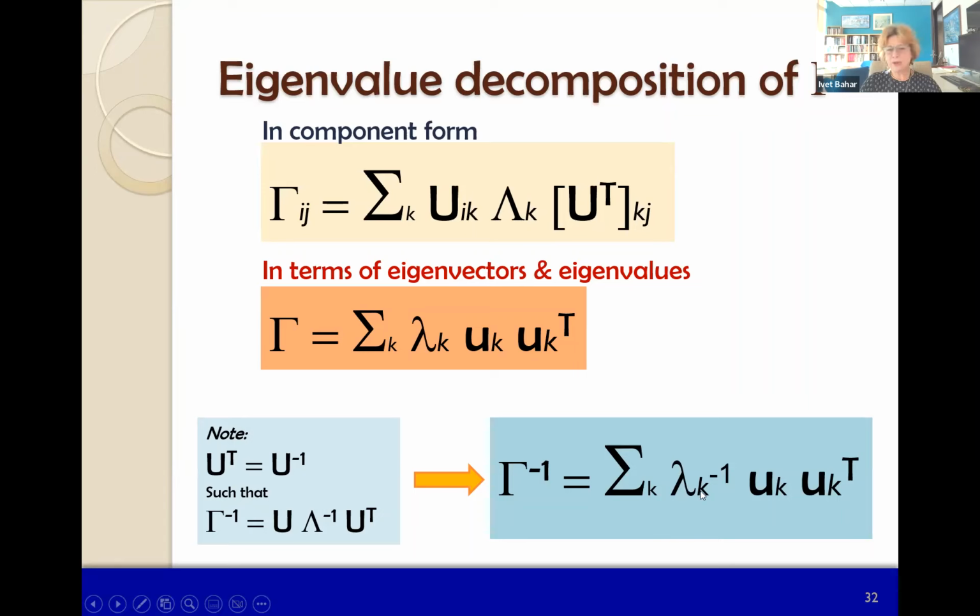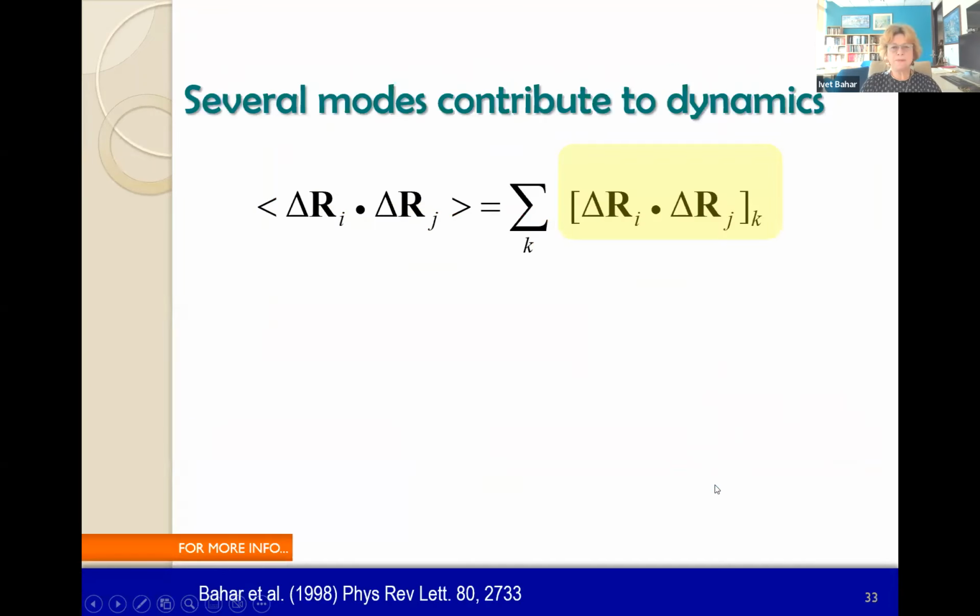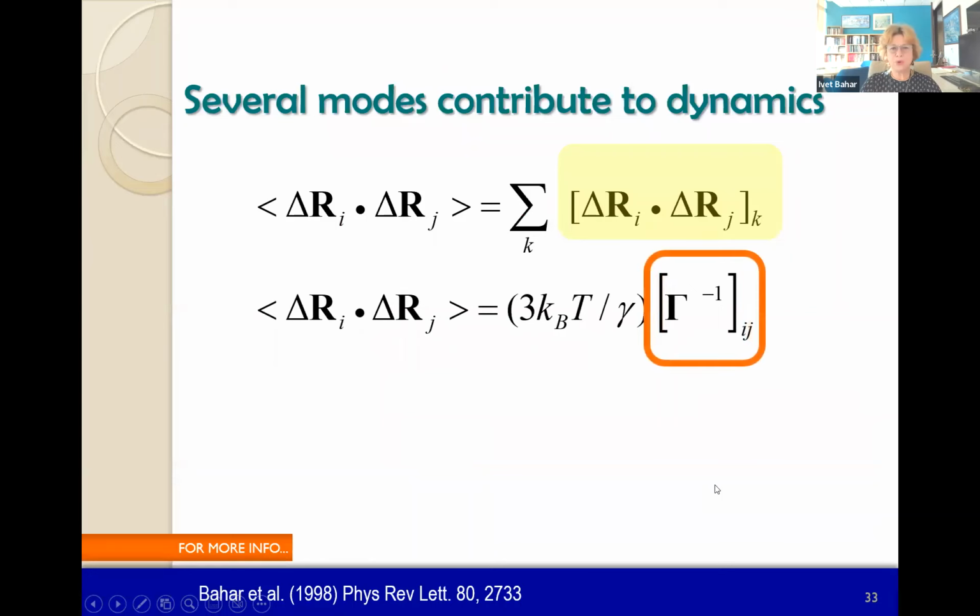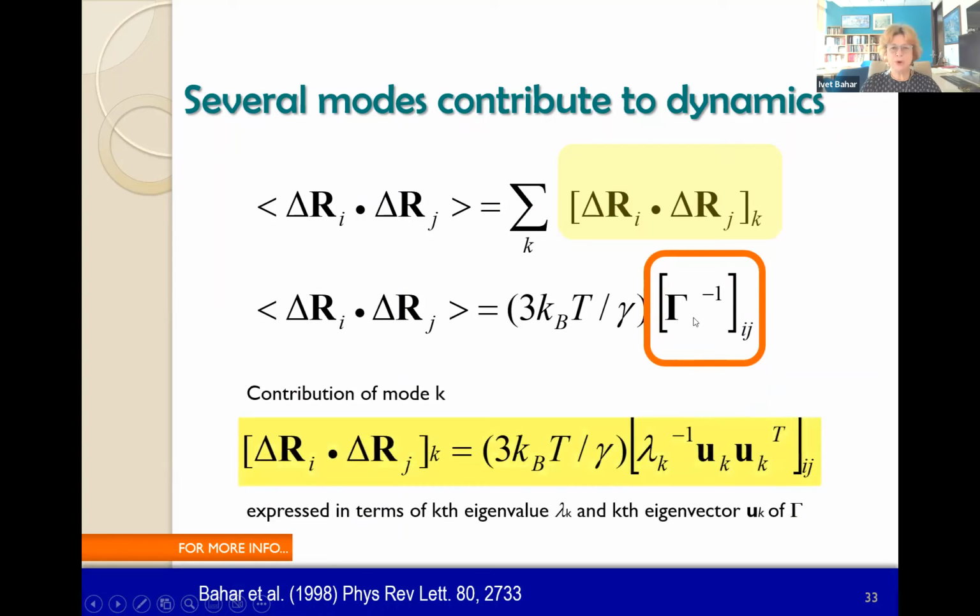And if a given eigenvalue is small, it scales with the frequency of the motion of that particular mode. A smaller value means a bigger contribution to the overall covariance, because 1 over lambda k will be a big number. So you can calculate how different modes contribute to the mean square fluctuation by simply replacing this inverse here by the summation over eigenvalues and eigenvectors, and then you can look at the contributions of individual modes.